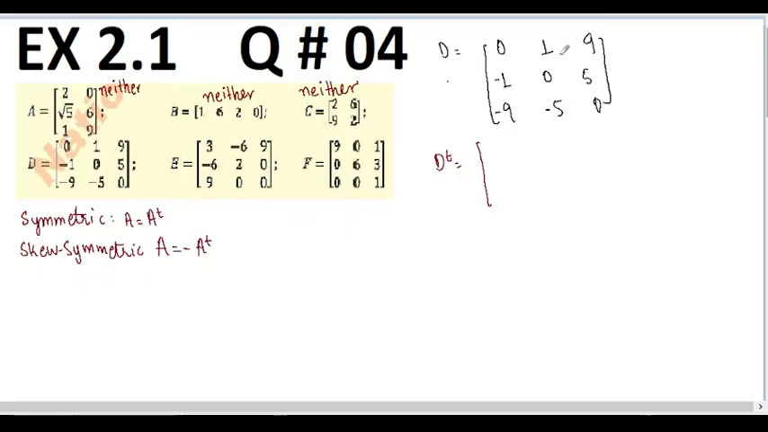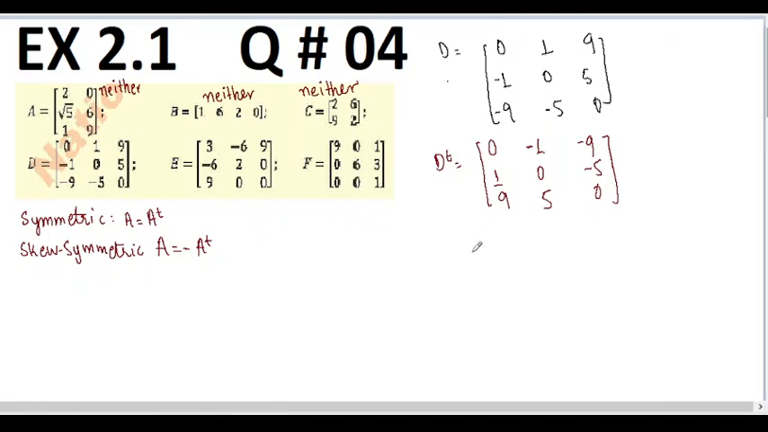We are going to change this first row into first column, so it is 0, 1, 9. Then the second row into the second column, so -1, 0, 5. And the third row into the third column, which is -9, -5 and 0. They both are not equal, therefore it is not symmetric.